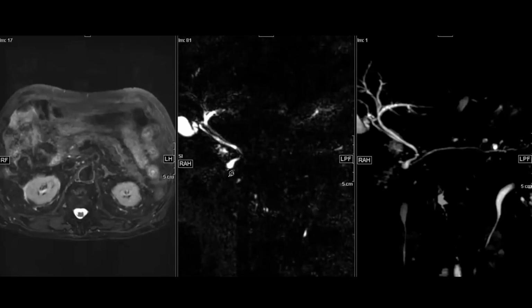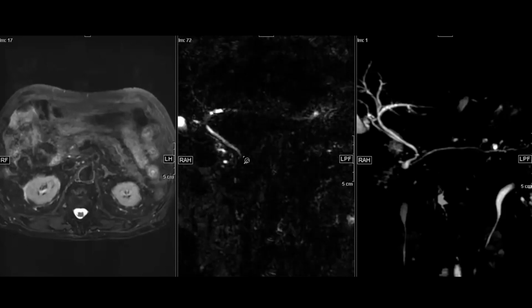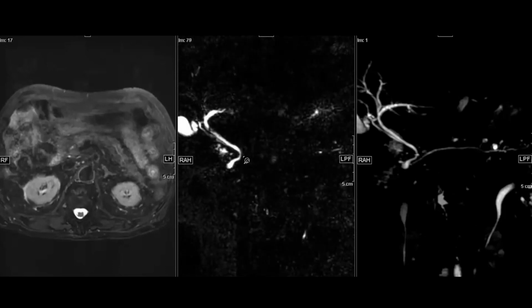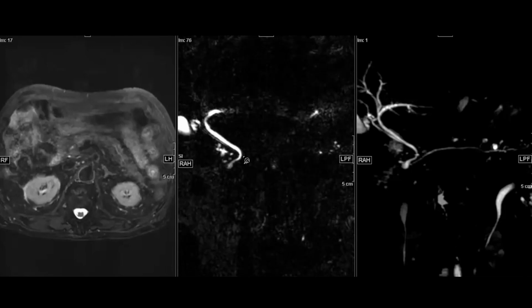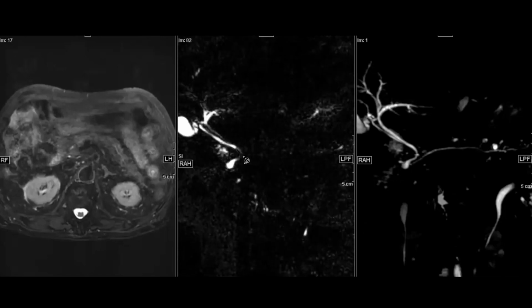Does anybody think of any diagnosis for this anomaly? Does anybody know what this anomaly is called? Okay, perfect. So this is what is known as pancreatic divisum. Normally what happens is that the CBD and pancreatic duct unite together to open into the ampulla. In some cases, what can happen is that the pancreatic duct opens separately in the minor papilla while the CBD opens separately into the duodenum. So this was also a case of pancreatic divisum.